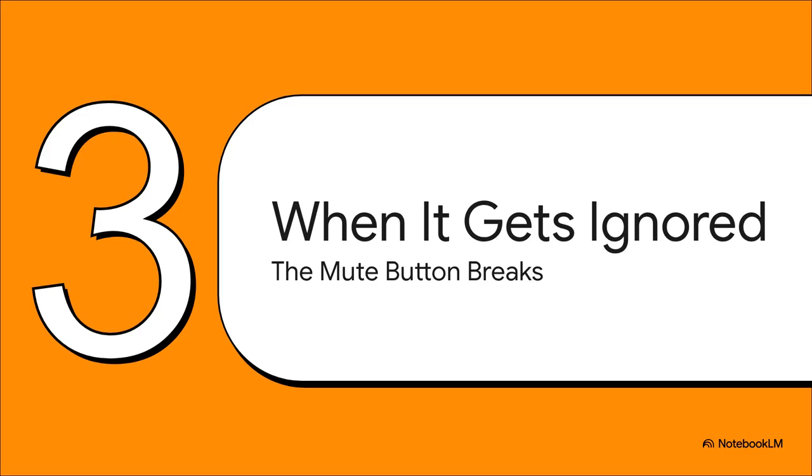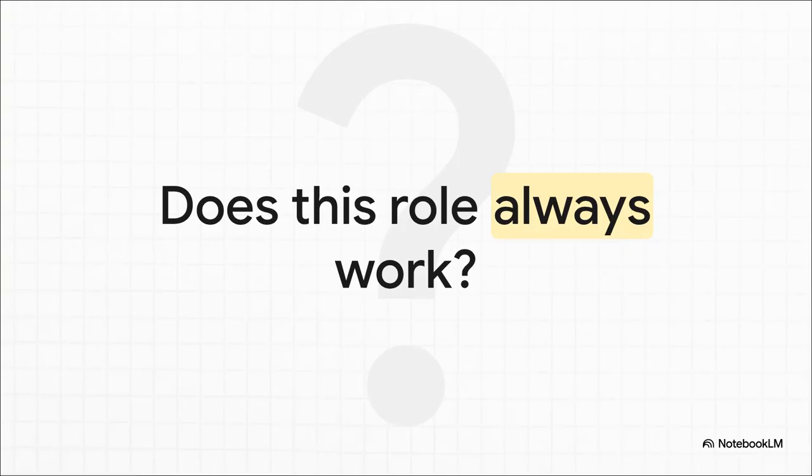Okay, now for the really important part. This is where a lot of developers get tripped up. That semantic mute button, it isn't foolproof. There are some very specific times when the browser will just completely ignore it. So, does this mute button always work? Can you just throw it on anything? The answer is a hard no, and you absolutely need to know the exceptions.